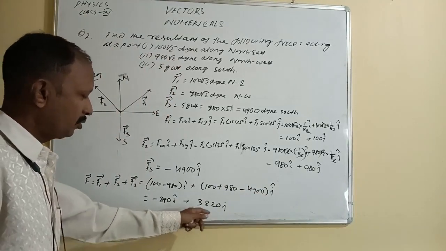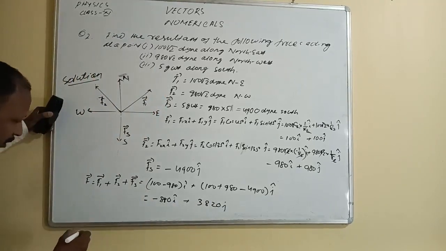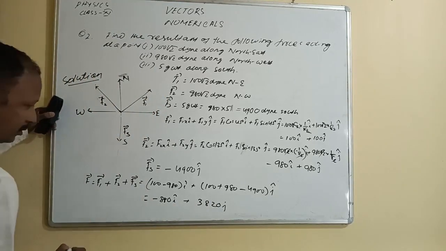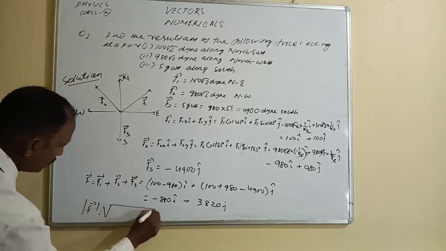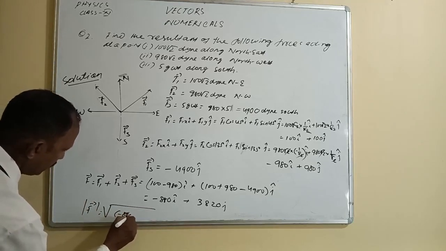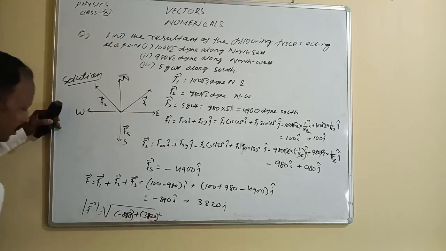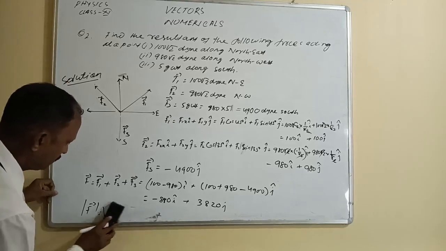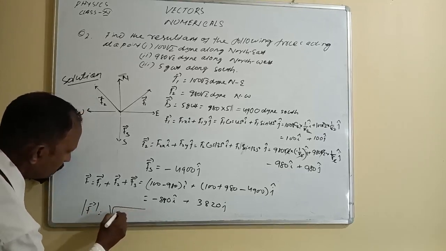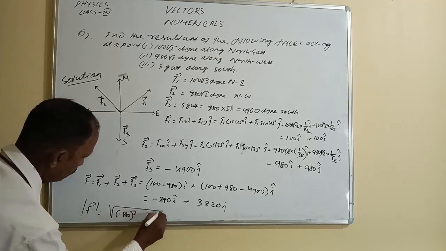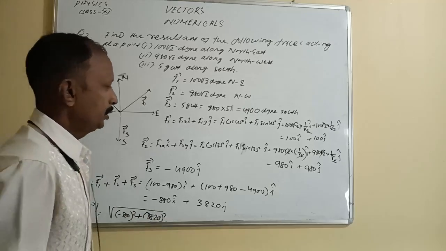Whenever you have to find the magnitude, if you want to find the magnitude, you can take it as the square root of minus 880 squared plus 3820 squared. So you can get the result.